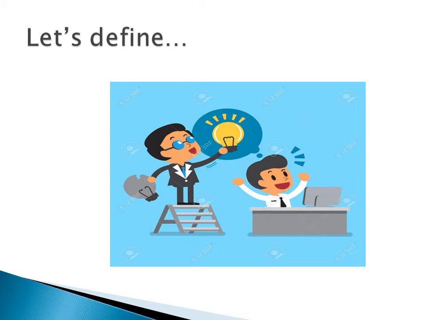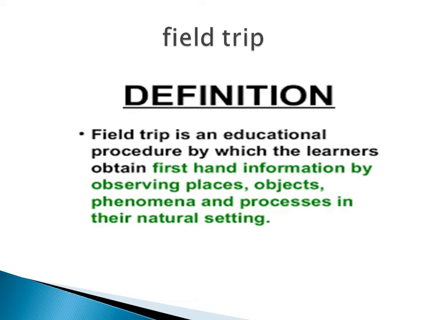Let's start defining every single word. Our first word is field trip, meaning it's an educational procedure by which the learners obtain first-hand information by observing places, objects, phenomena, and processes in their natural setting. That's field trip.